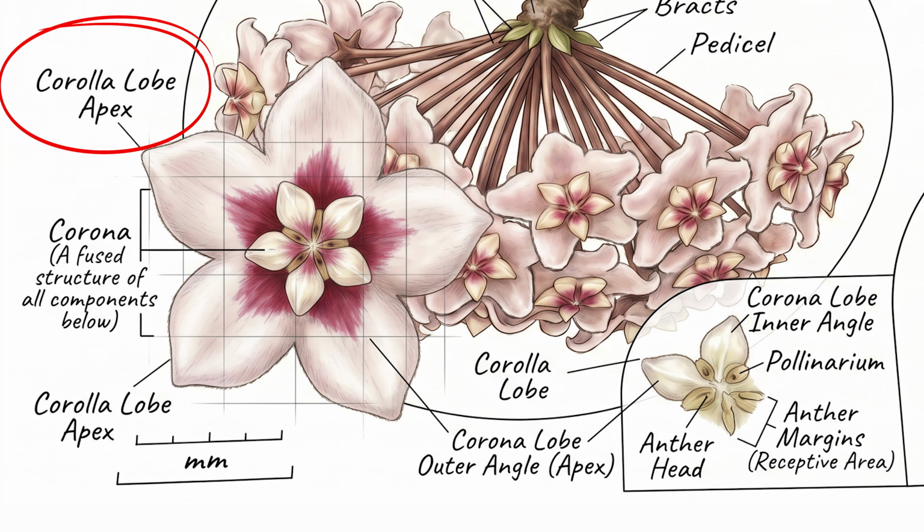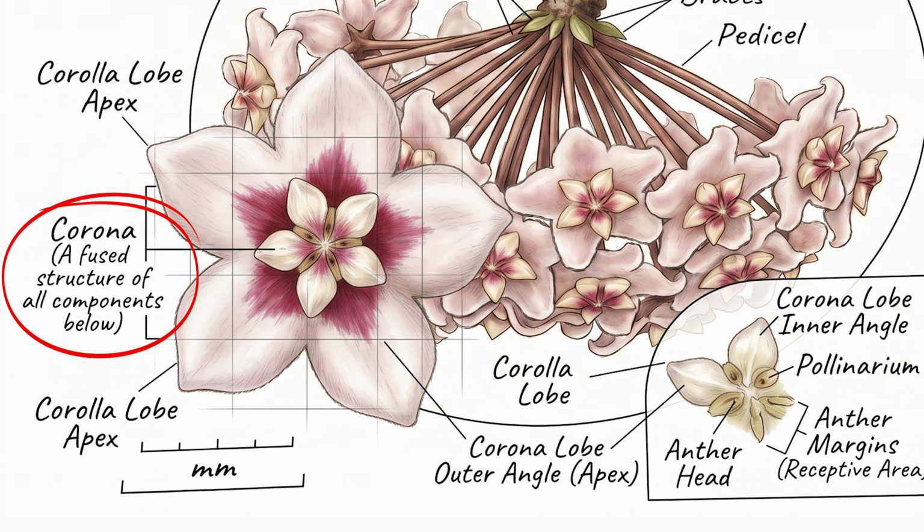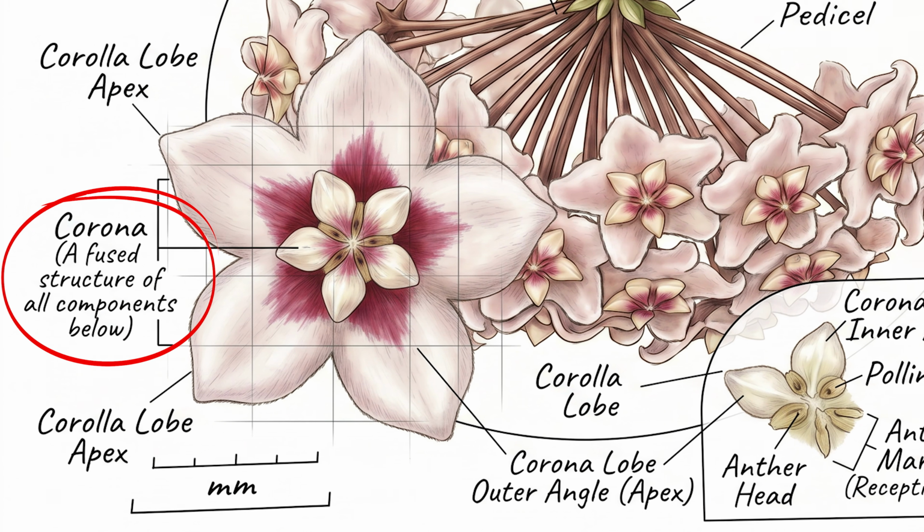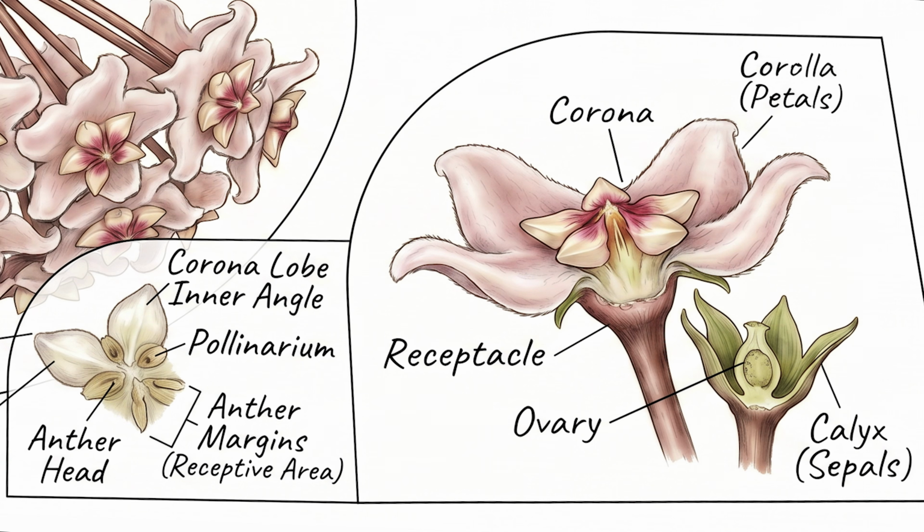The corolla. This is the outer star, the petals. They can be waxy or pubescent. The corona is the inner crown sitting on top. This is the inner star where the nectar and the reproductive organs are tucked away.